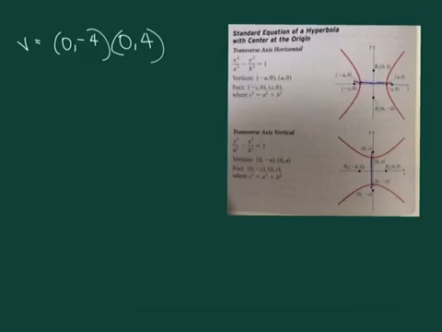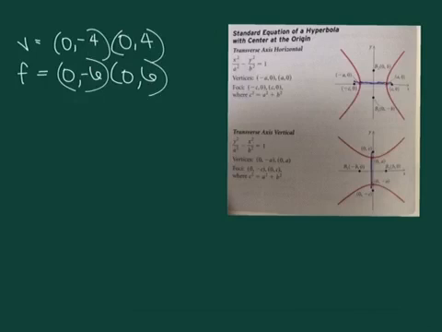Okay, so they gave you the vertices. They give you the foci being (0, -6) and (0, 6). One thing to notice here: the y's have values here and here. They have to, because the vertex and the focus are on the same line. They're either horizontal or vertical.